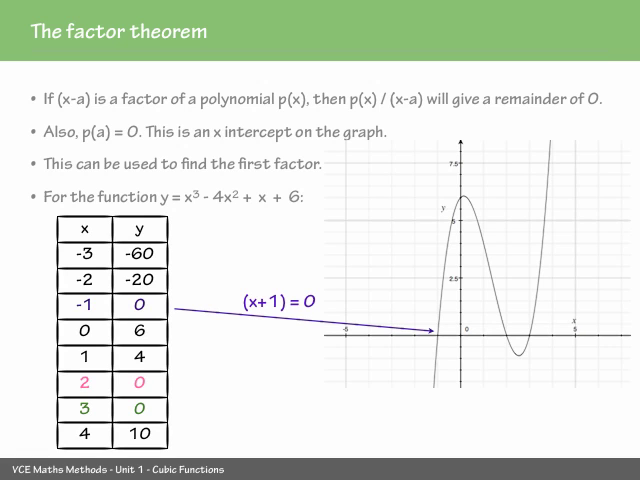X is minus 1, that tells us x plus 1 is a factor because we get a 0 coming out from that. When x is 2, we get a 0 coming out, so x minus 2 is a factor. And likewise, x minus 3 is our third factor. So the intercepts are at minus 1, 2, and 3.